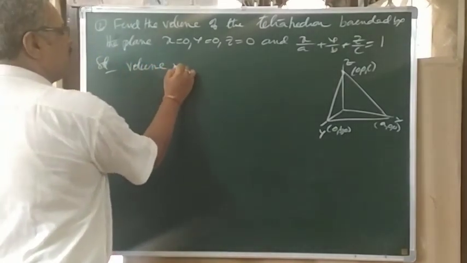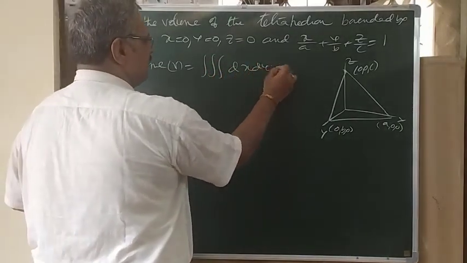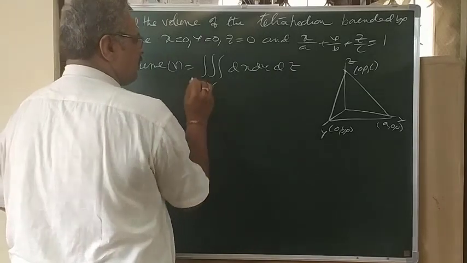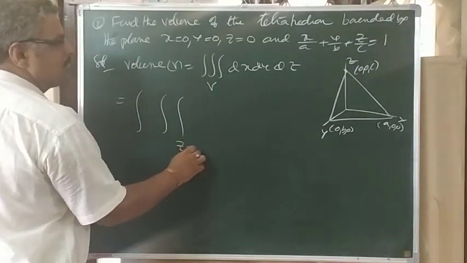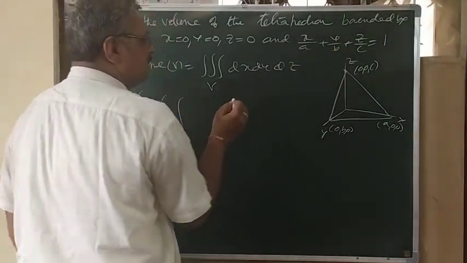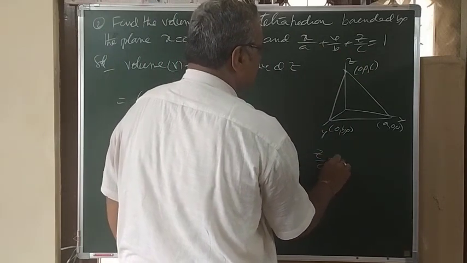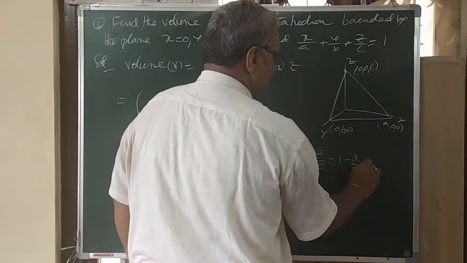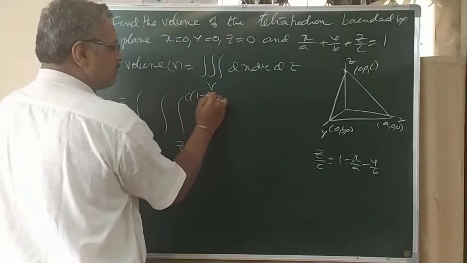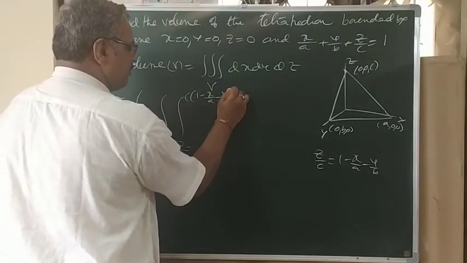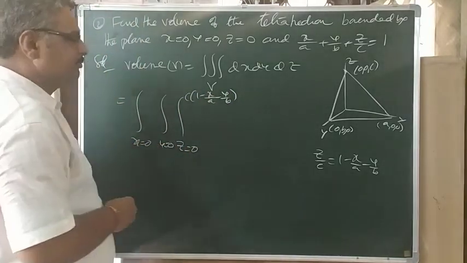Volume V equals the triple integral of dx dy dz over the volume. Now, the z limits. From this equation, z by c equals 1 minus x by a minus y by b, so z is c into 1 minus x by a minus y by b. The lower limits are zeros, as we already discussed in the earlier problem.